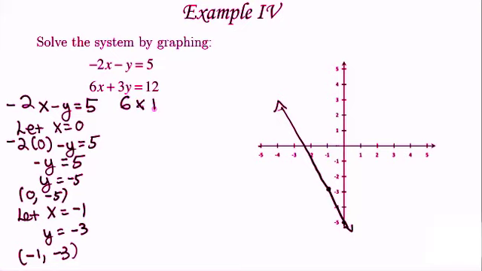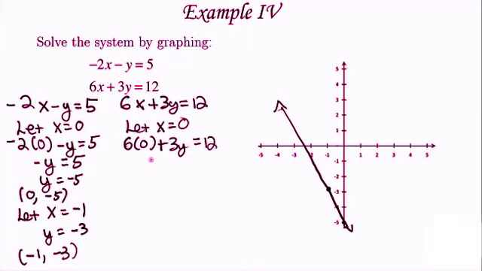Next equation, 6x plus 3y equals 12. I'm going to again let x equal 0. Substitute that in for x, which will give me 3y equals 12. Dividing both sides by 3, I get y equals 4. So at my first point, x is 0, y is 4.